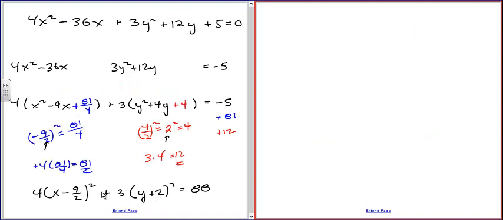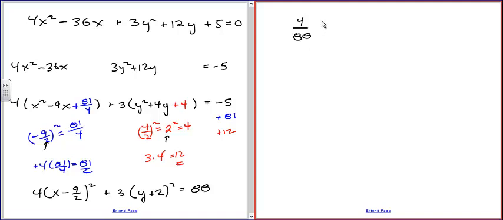Now, this is not a circle because we have different numbers in front of these expressions. The standard form of an ellipse is where everything is equal to 1. So what you would do is divide both sides by 88.